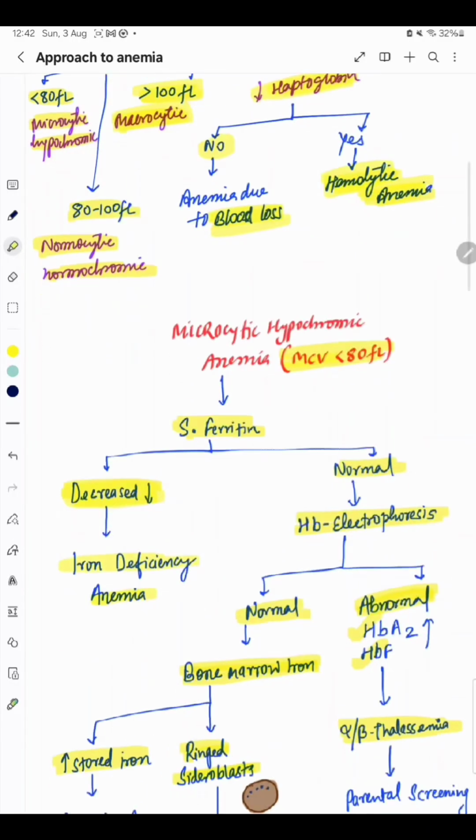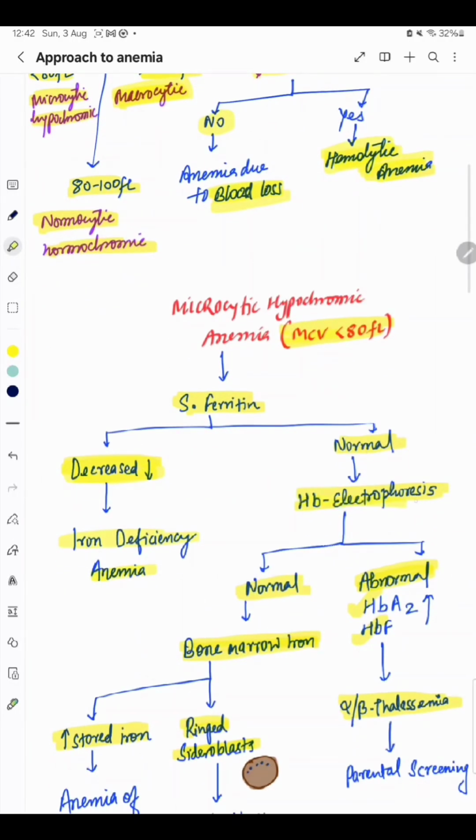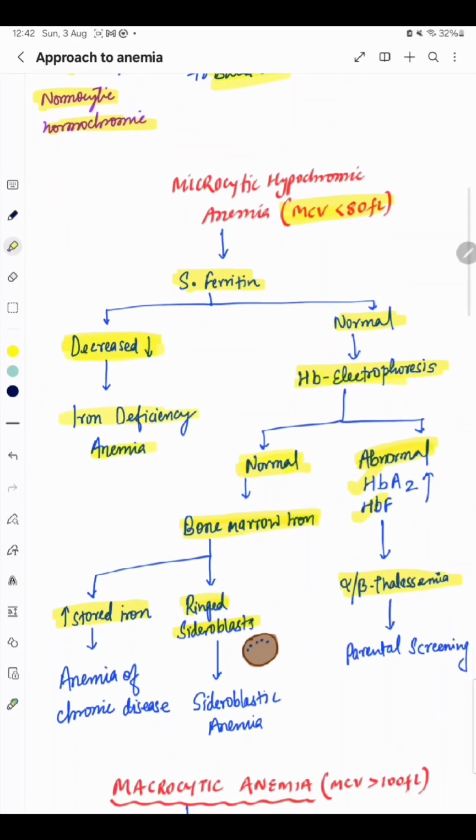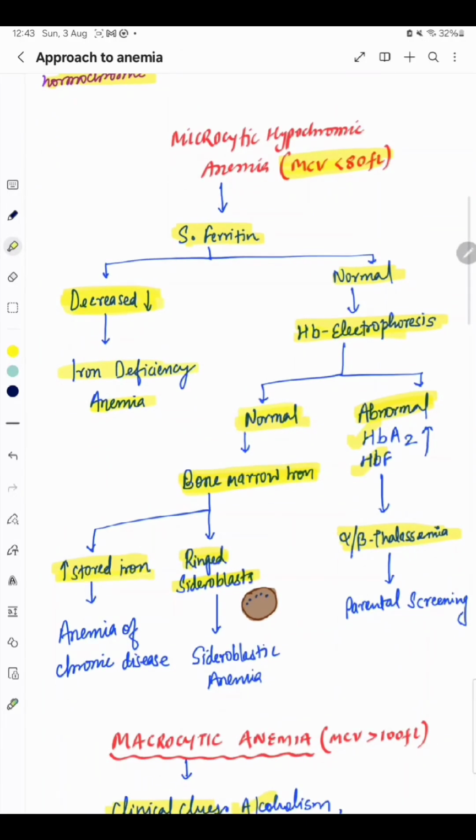If the serum ferritin is normal, then we ask for HB electrophoresis or HPLC test. If the HPLC test is normal, then we ask for bone marrow iron test. If the iron stores are high, then this is the condition of anemia of chronic disease. If the bone marrow iron stores indicate ringed sideroblasts, this will be indicative of sideroblastic anemia.